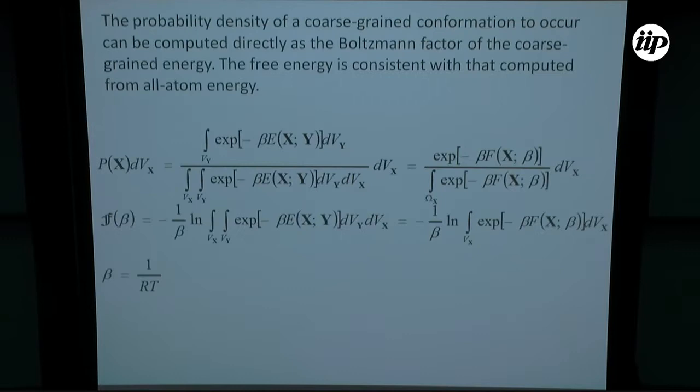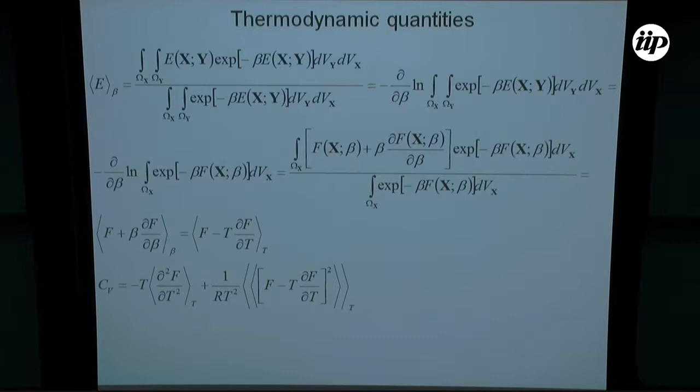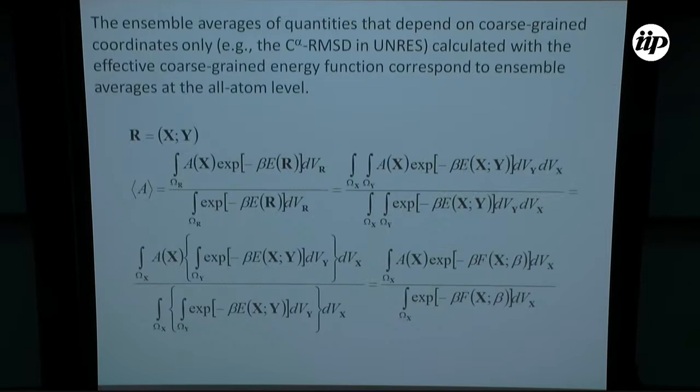This is called either potential of mean force or restricted free energy function. Either way is fine. What is beautiful about this is that if we take this free energy function, or this potential of mean force, and we compute the probability density of a coarse-grained conformation, it is exactly the same, given, of course, the ideal PMF, as if we were using the all-atom energy function. The free energy will be exactly the same. It takes some thought to compute the average energy, because this is not the simple average of the potential of mean force, to compute the heat capacity, but it's still feasible with this potential of mean force with our ideal coarse-grained energy function. Moreover, any ensemble average quantity which depends only on coarse-grained degrees of freedom, for example, C alpha RMSD, can be computed exactly with this ideal free energy function, as if we were using all-atom energy functions.